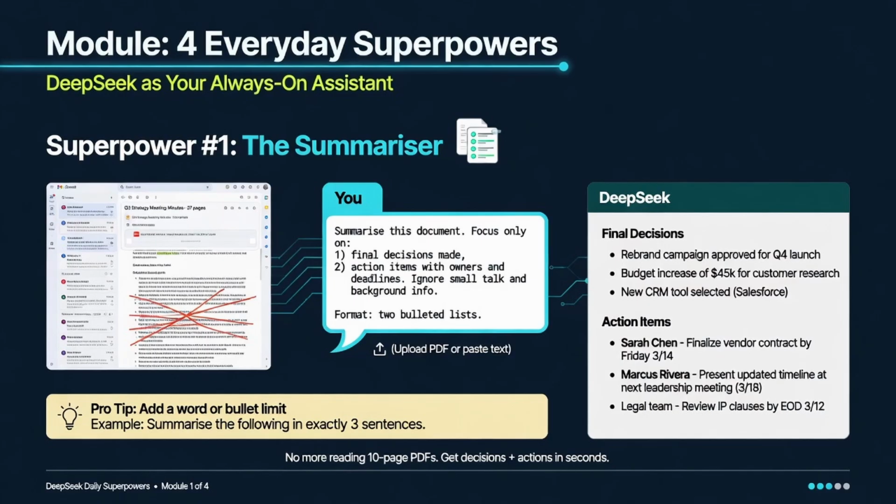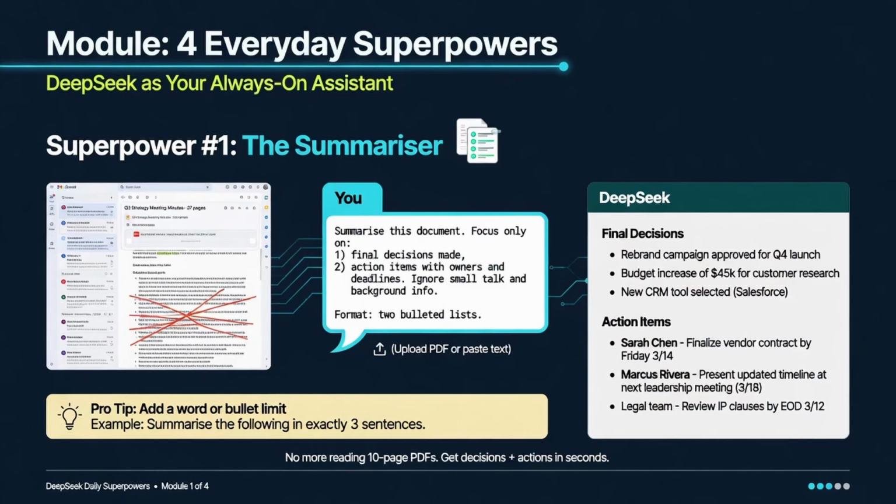We all face information overload, long emails, boring reports, endless news articles. DeepSeek can shrink them down to the good parts in seconds. Example scenario. You receive a 10-page PDF of meeting minutes. You only need the decisions and action items.